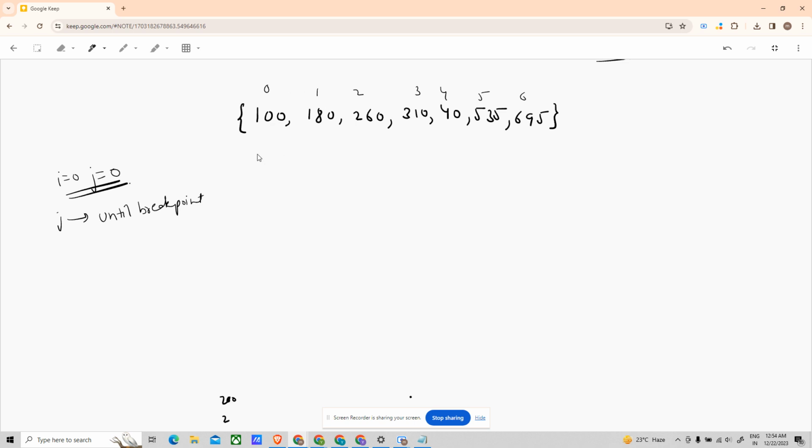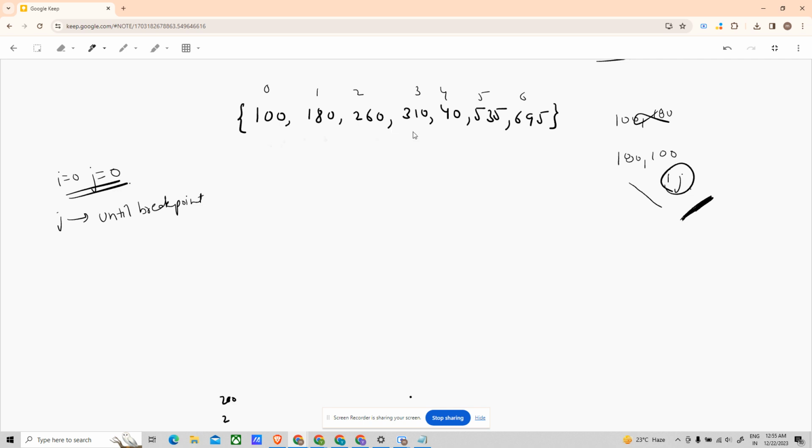There would have been two cases. Suppose it is given as 100, 180. It could have been the case that it is given as 180, 100. In that case, it is already going down, so I do not have to buy on day 0. I just move i and j here only. Until then, I say iterate j until a breakpoint.